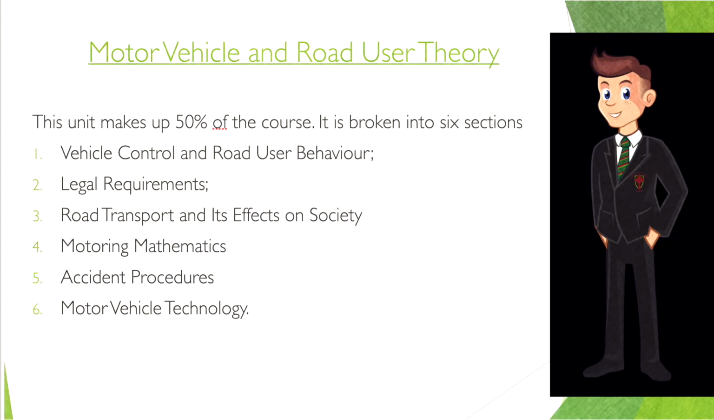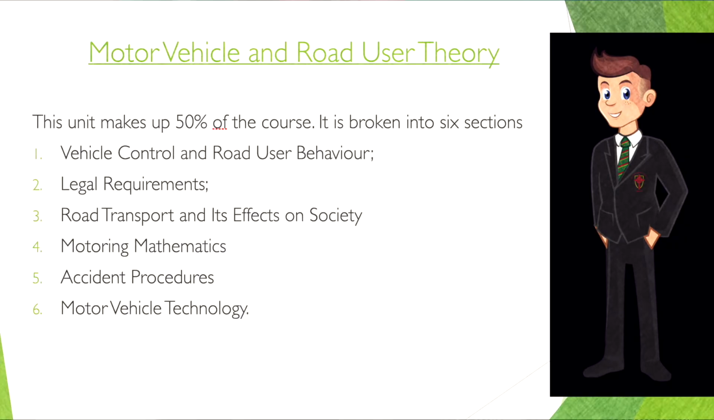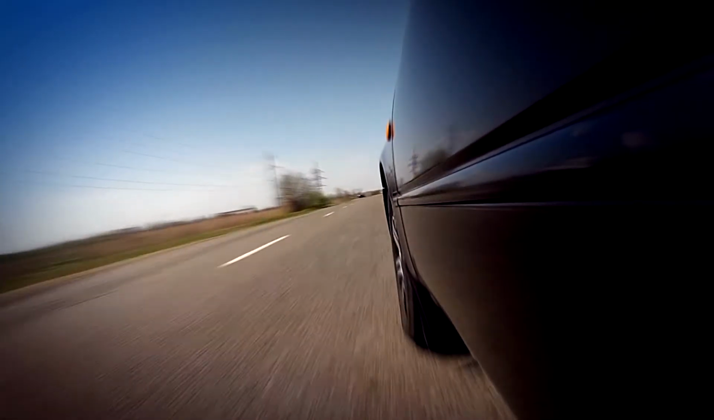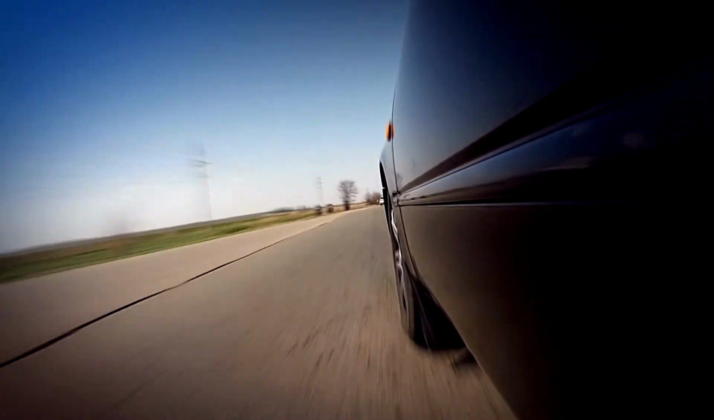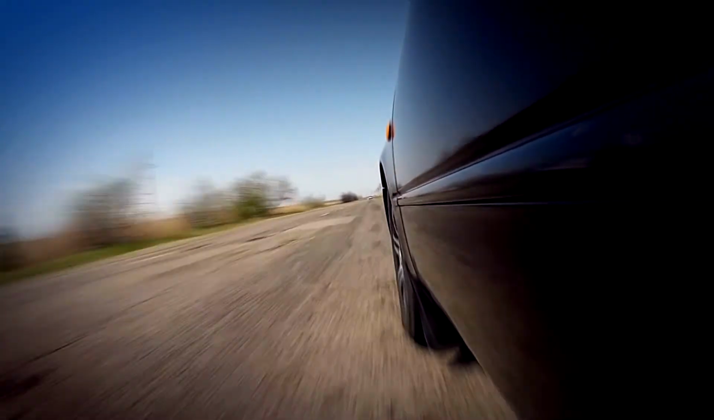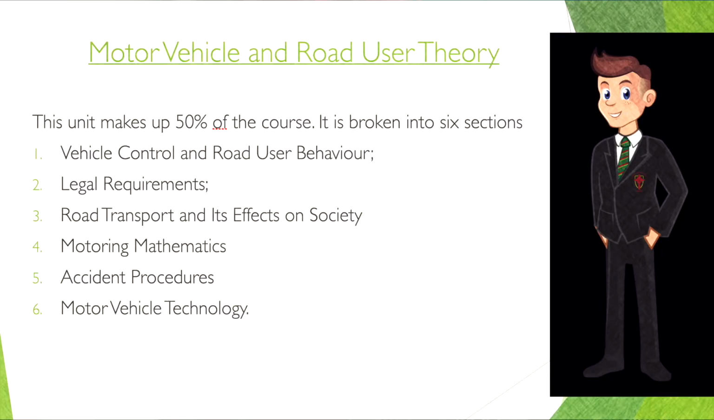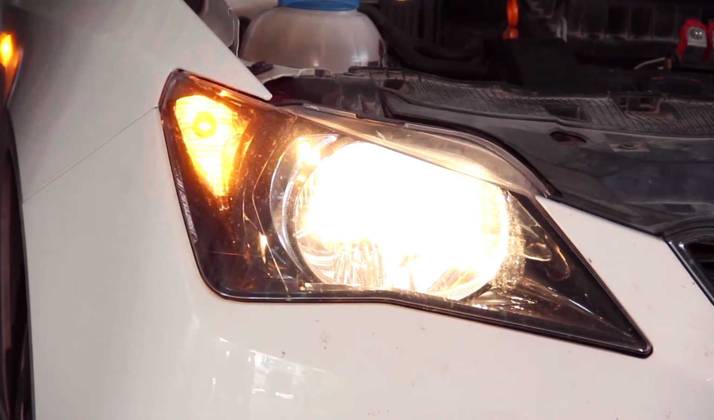The first unit is the main unit and it makes up 50% of the course. This is broken into 6 main sections. There's vehicle control and road user behaviour, so how drivers are driving on the road, the weather conditions they face, driving with drink and alcohol in them, or driving with stress. The second unit is your legal requirements, so the legal requirements that you need if you're owning a vehicle, and that will be like tax, insurance, MOT.